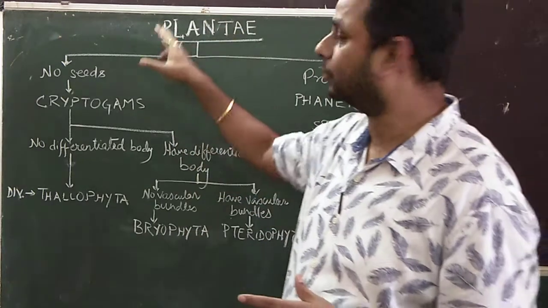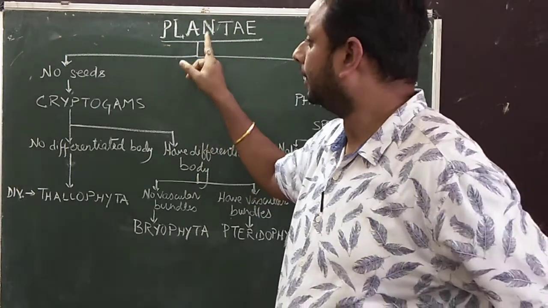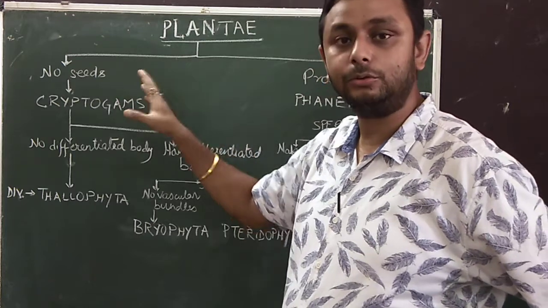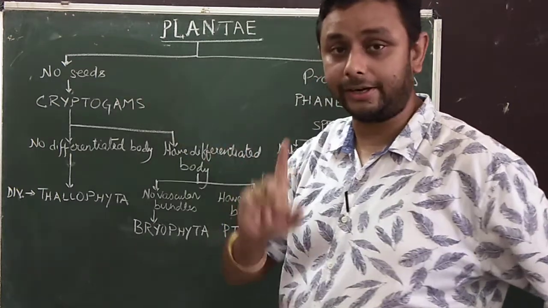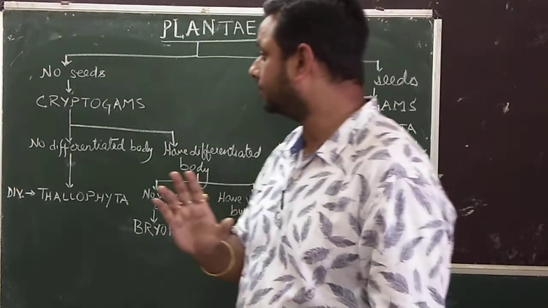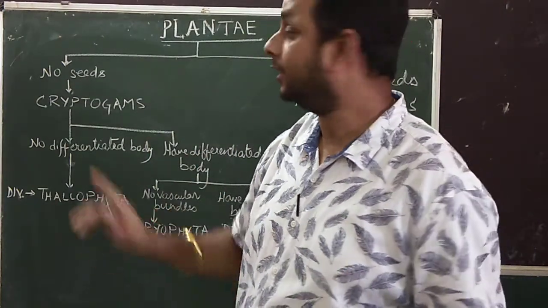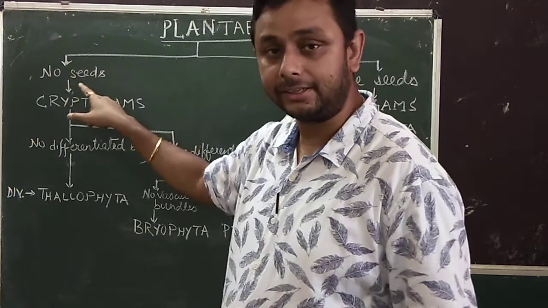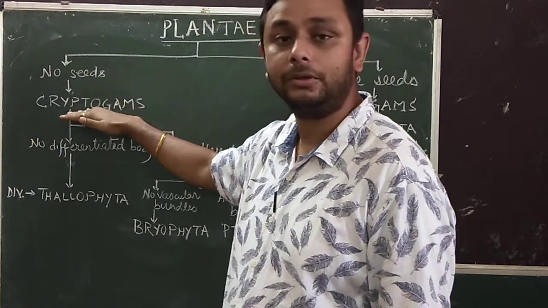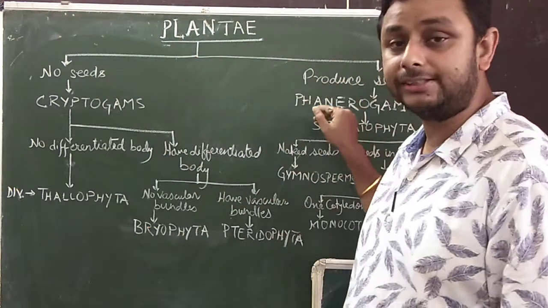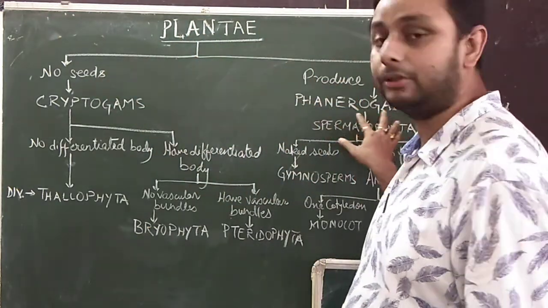So when we are talking about kingdom Plantae, it can be broadly classified into two subkingdoms based on the criteria of whether the plants are producing seeds or they do not produce seeds. If they are not producing seeds, then they are placed under the group cryptogams, and if the plants are producing seeds, they are placed under the group phanerogams.